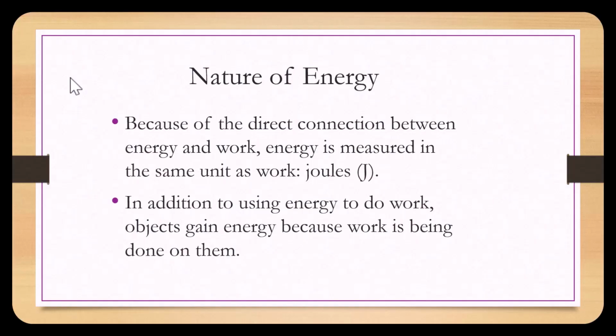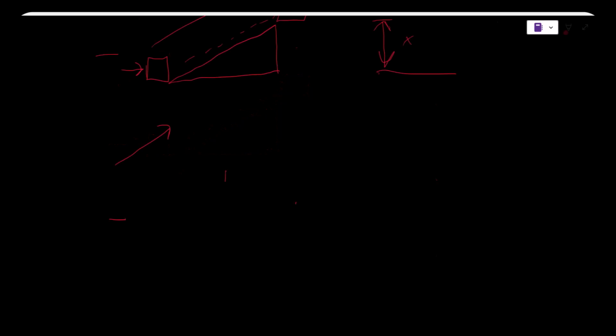In addition to using energy to do work, objects can gain energy because work is being done to them. For example, if we had an object at the bottom of a ramp and a force was applied to the object, moving it a distance to reach the top, we could say energy was used on the object. And energy was added to the object when it went from one height to another height through what is called gravitational energy.